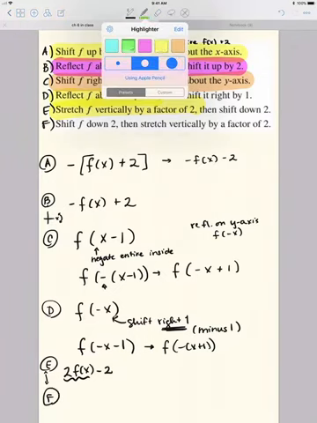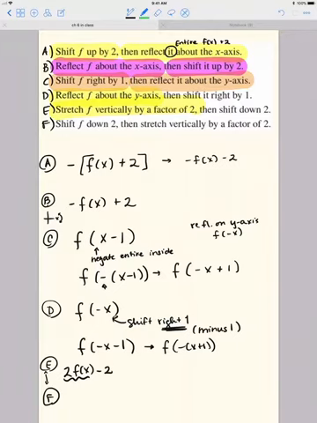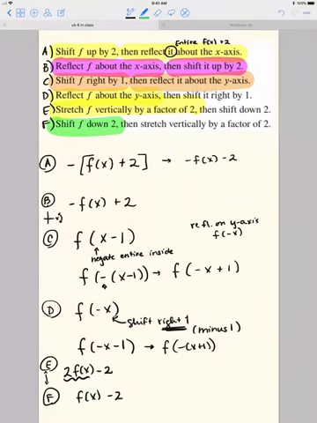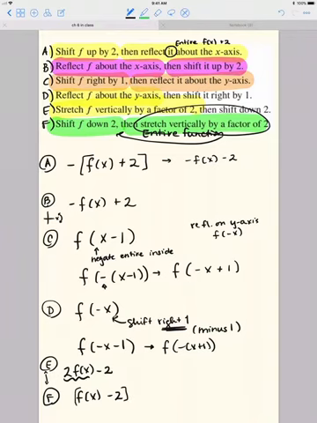For the very last one, we have a shift down 2 on the function. So that'll take the function f of x and go down 2. And then, here's the tricky part to this wording. It's going to stretch that function vertically by a factor of 2. So it stretches the entire function that you just shifted down by 2. It stretches that whole thing vertically by a factor of 2.